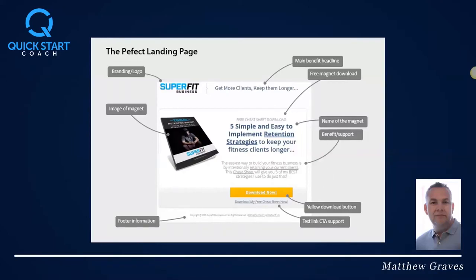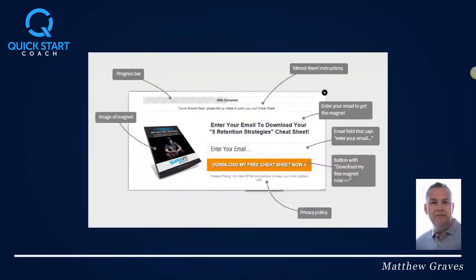Now, once they click that download now button, they actually get the opportunity to give you the email. So this is going to pop up over the top of the page. And these are some of the elements that you typically see on a good lead capture pop-up. So when they click that download now button, they're finding out, oh, wait, it's not right there. I got to give them my email address. This is what we call a two-step opt-in process.